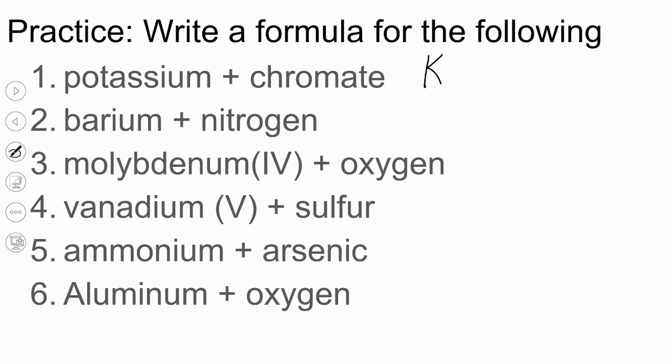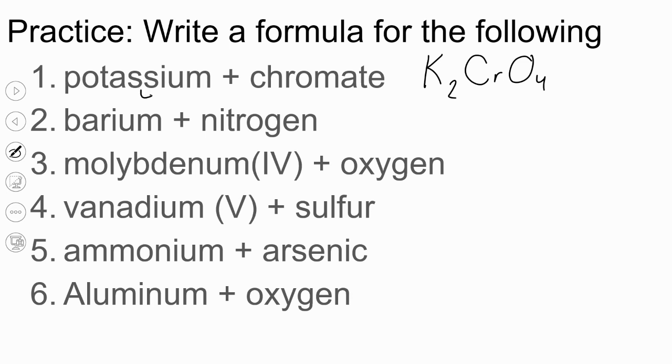All right. What's next? 2. Okay. And then what? Chromate. CrO4 2 minus, I guess. And remember, we don't write charges in the formula. Okay, so let's think back. How are we getting this?